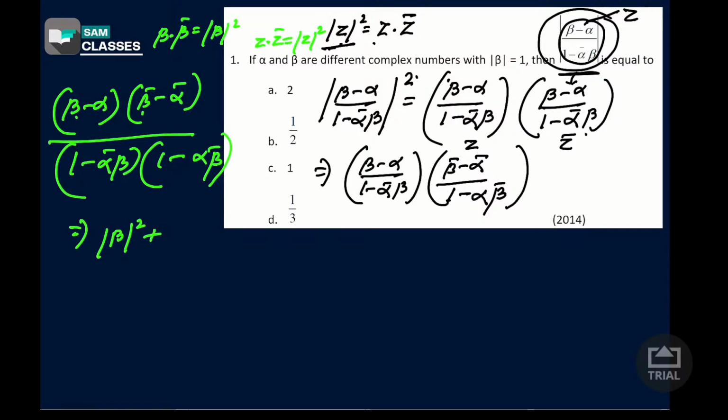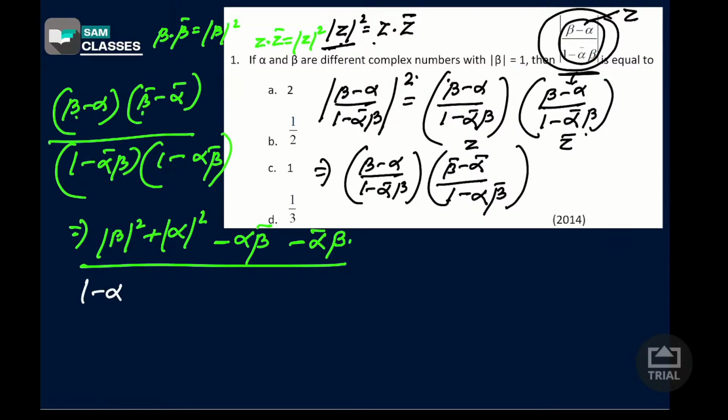Plus alpha mod alpha square. Correct. Minus alpha beta bar minus alpha bar beta. Correct. Whole divided by, down multiply, 1 minus alpha beta bar minus alpha bar beta plus mod alpha square mod beta square. Clear?